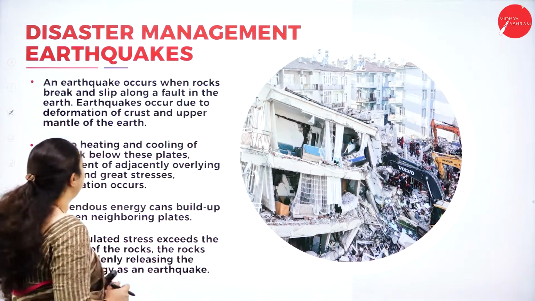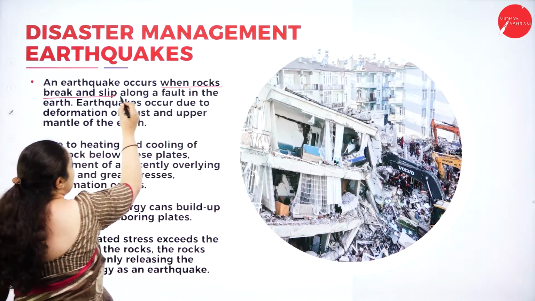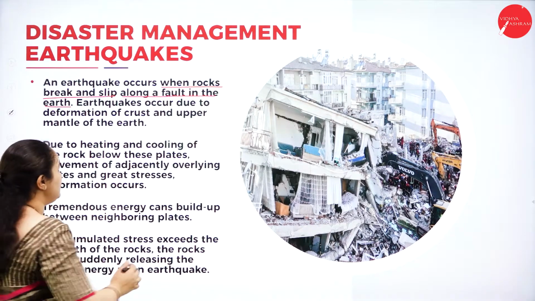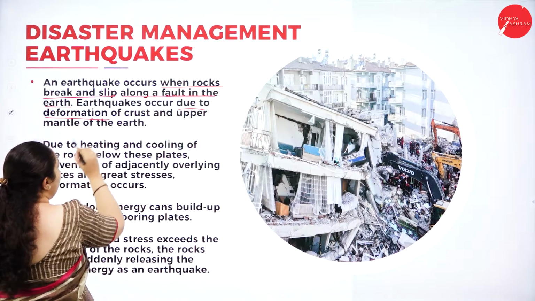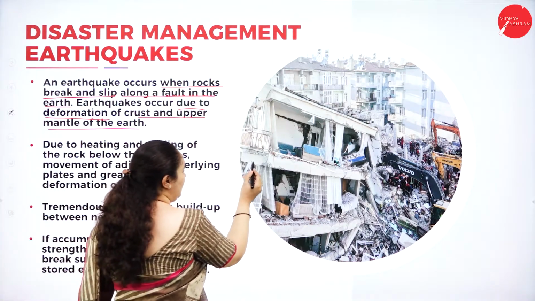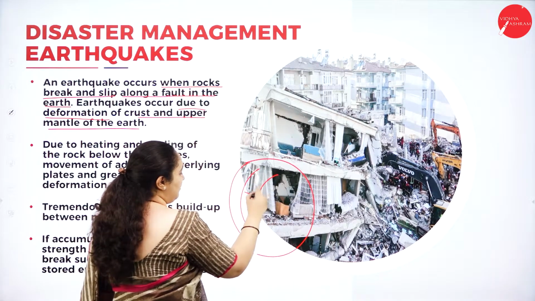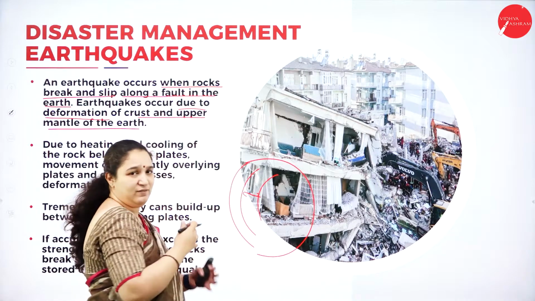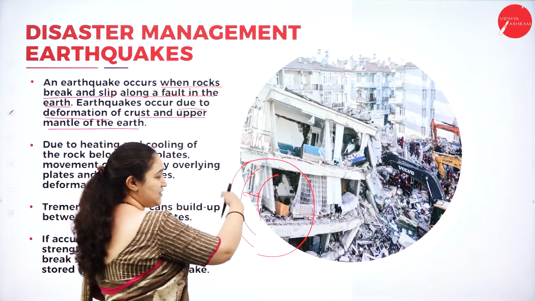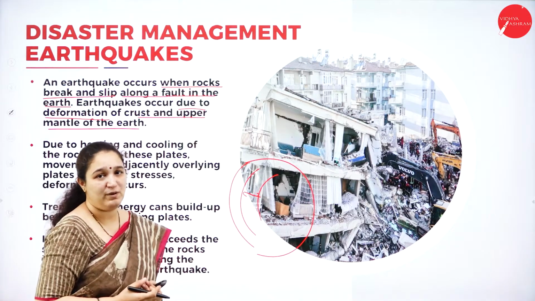We shall learn today. An earthquake occurs when the rocks break and slip along the fault in the earth. The earthquake occurs due to the deformation of the crust and the upper mantle of the earth. So we have the earth, okay, and we have the crust and we have the upper mantle. In this they have a certain deformation, that is below the earth's surface I am talking about, the crust and the upper mantle. If there are some deformations, an earthquake can be formed.